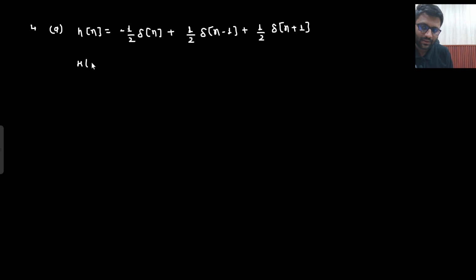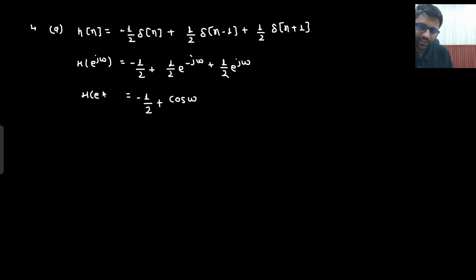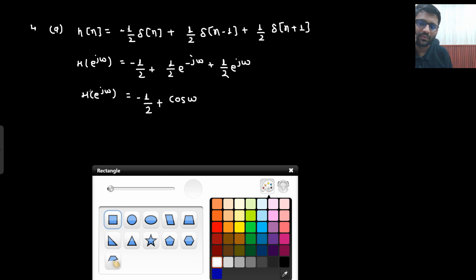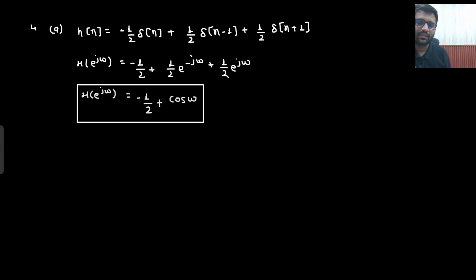So what are you getting? H of e to the power j omega would be minus 1 by 2 plus 1 by 2 e to the power minus j omega plus 1 by 2 e to the power plus j omega. So you are getting minus 1 by 2 plus cos omega. This is your H of e to the power j omega. Say yes or no for option A, right?